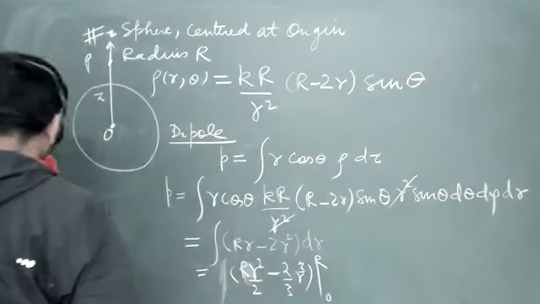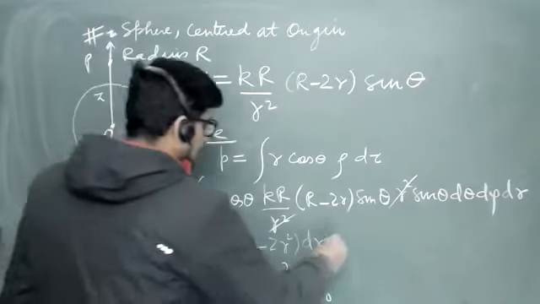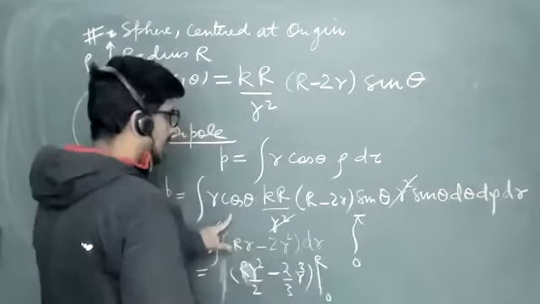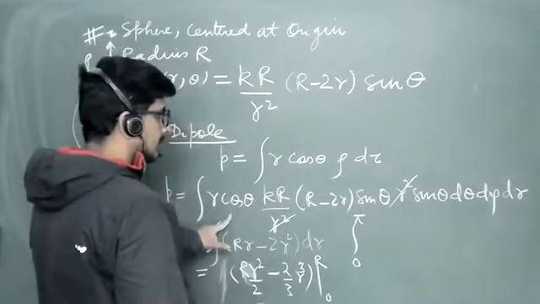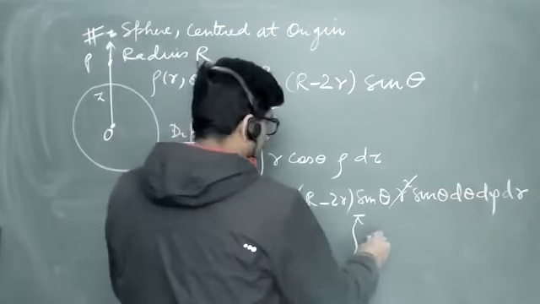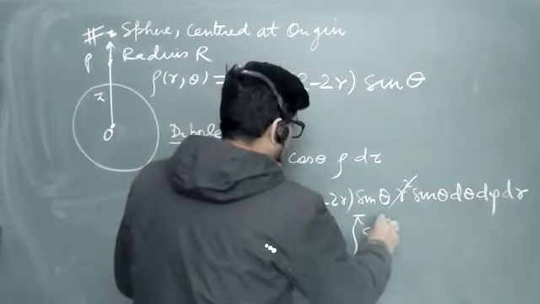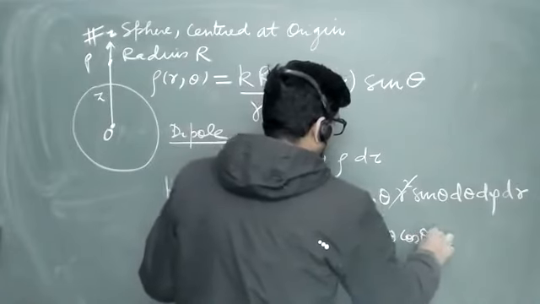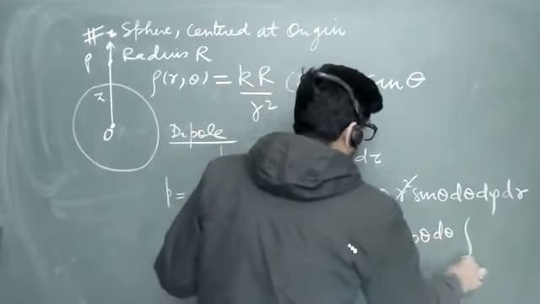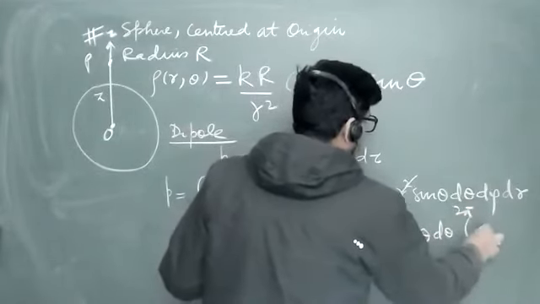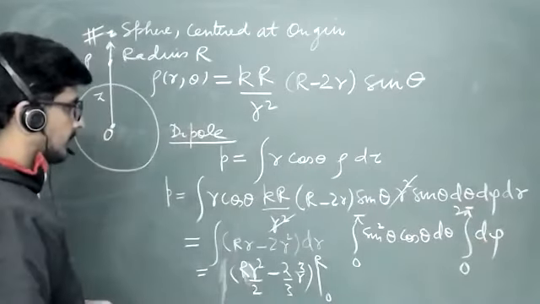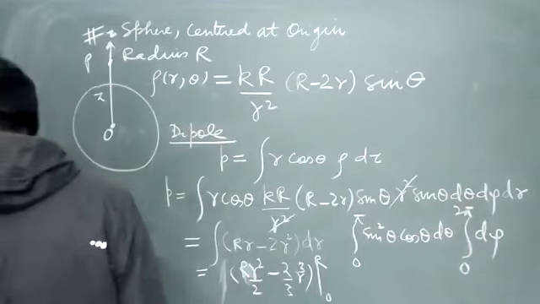Let us see the second term. So that is 0 to 2 pi, 0 to pi, and what is there? Sine square theta cos theta d theta, and the third term is 0 to 2 pi d phi. So let us integrate this.